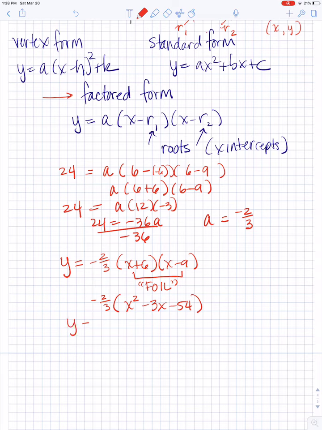And the last step to this situation is to go ahead and distribute a. So we have negative 2/3 x squared plus 2x, and then negative 2/3 times negative 54. 3 goes into 54 18 times, negative 2 times negative 18. That's going to give us positive 36. And that's our final answer.